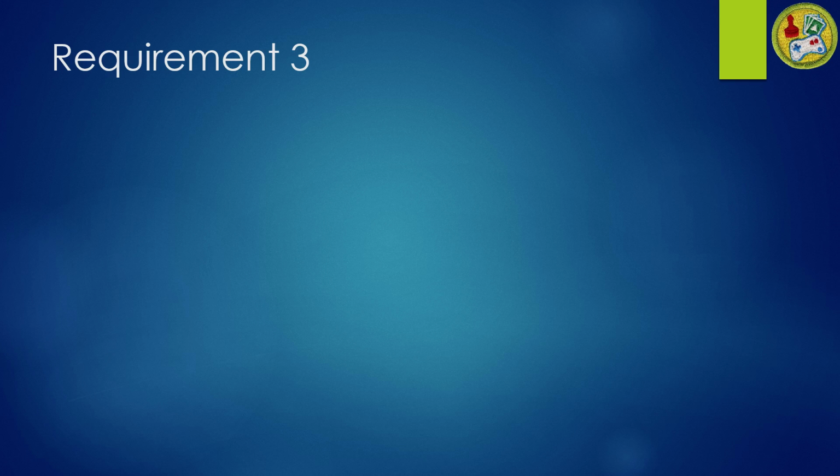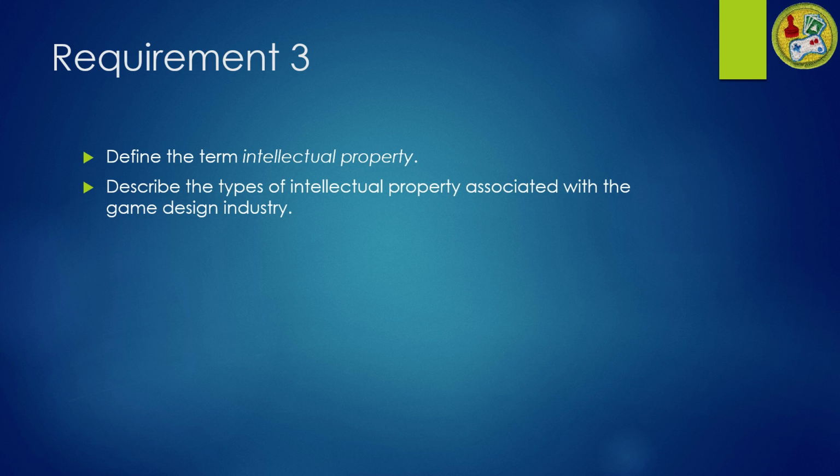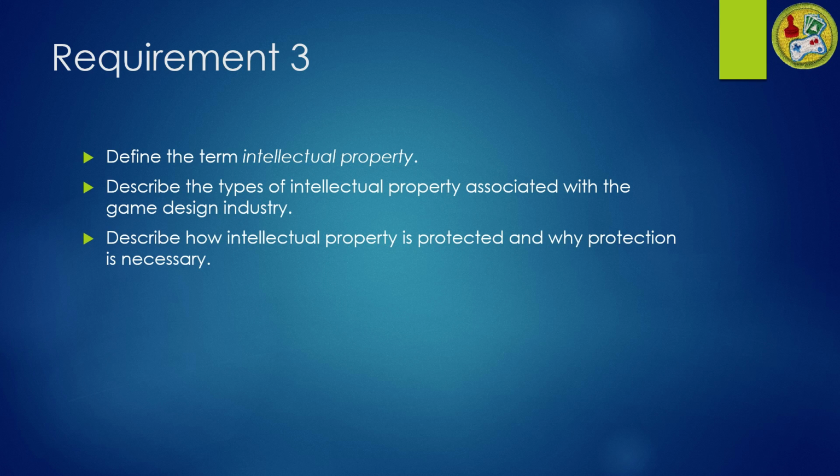Okay, so what is requirement 3 about? First, we need to define what the term intellectual property means. We then need to describe the types of intellectual property associated with the game design industry. Basically, what some examples are of intellectual property. Next, we need to describe how intellectual property is protected and why protection is necessary. Finally, we need to define and give an example of a licensed property.